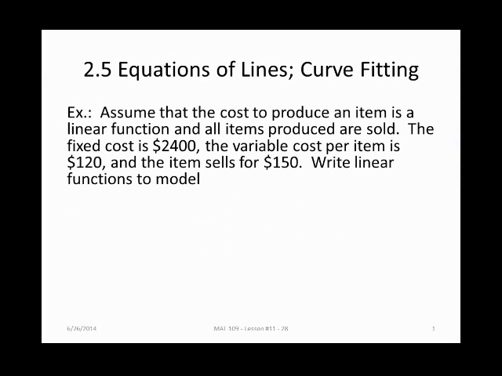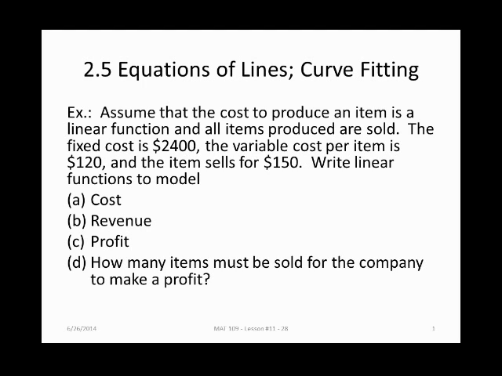Let's look at another example. This example is exactly like the previous example, except for different numbers. In this case, our fixed cost is $2,400, our variable cost is $120, and our selling price is $150. We want linear functions to model cost, revenue, and profit. We also want to know how many items need to be sold to make a profit. And remember that making a profit means that profit has to be strictly greater than 0, not equal to 0.